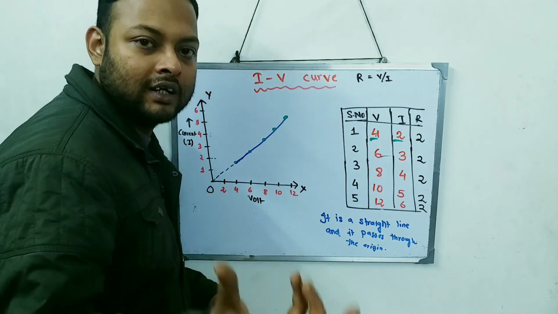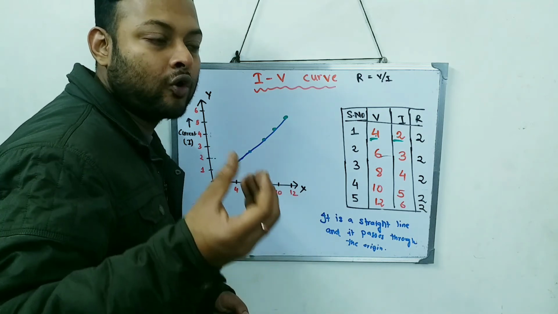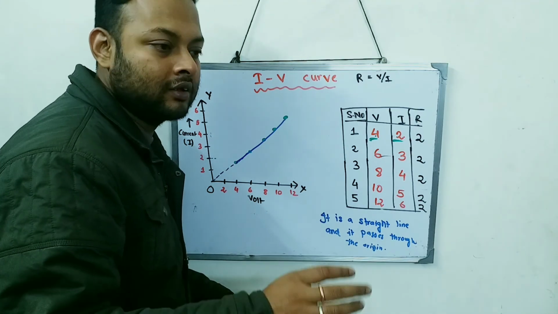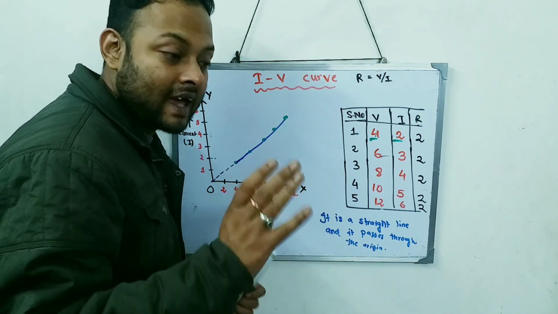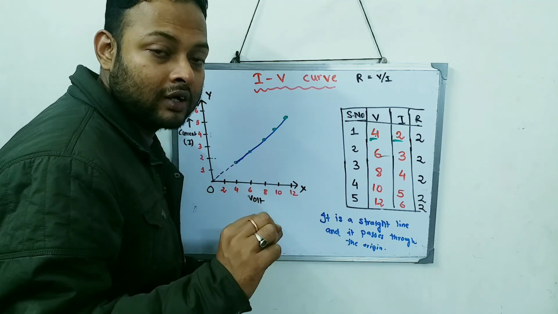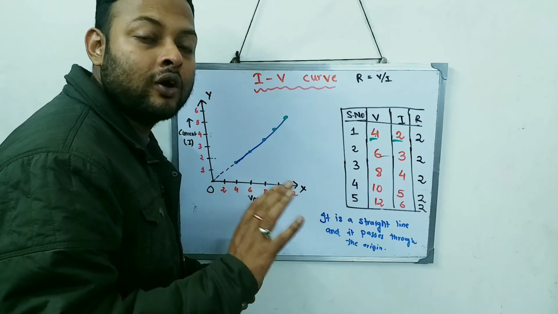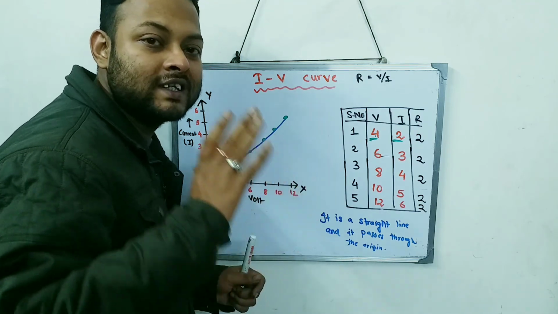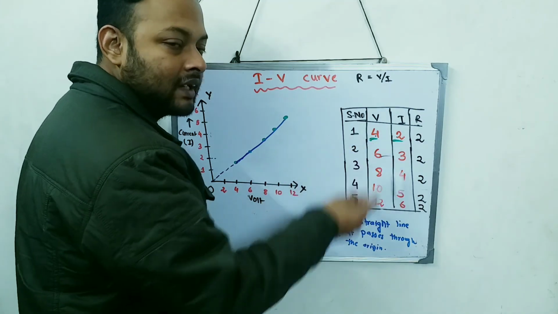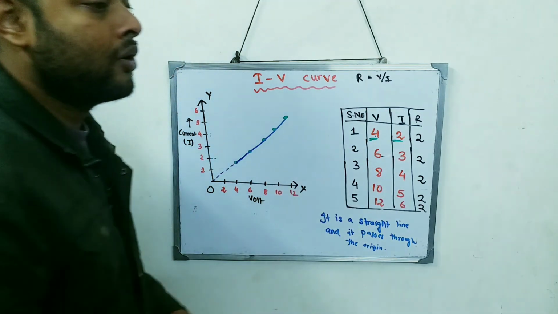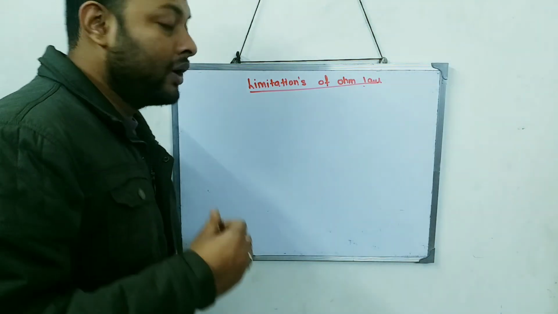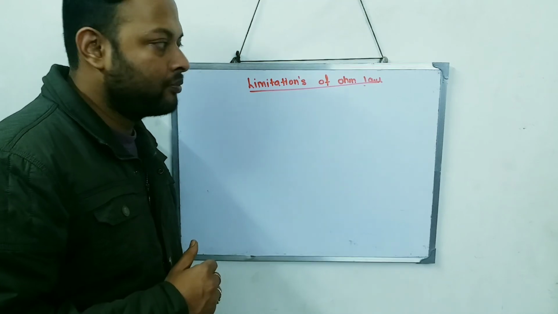If you change the conductor from, say, previously you had a copper conductor and then you changed it into an iron conductor, then the resistance will change. But as long as the conductor remains the same, you are not changing the conductor, the resistance will not change. So resistance for a conductor is a fixed value. So we can change the potential, we can change the current, but resistance is a constant quantity. So I hope you understood the VI curve.